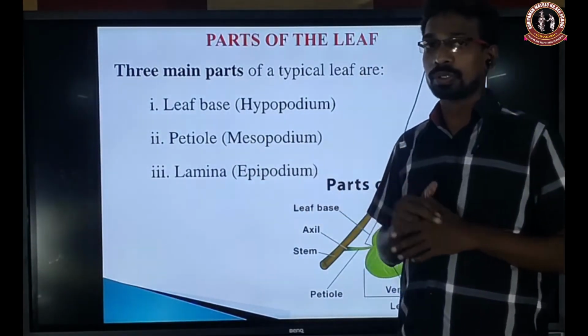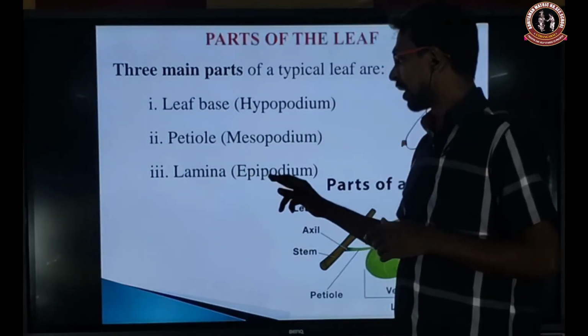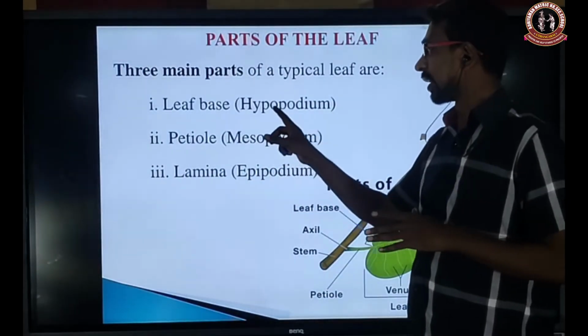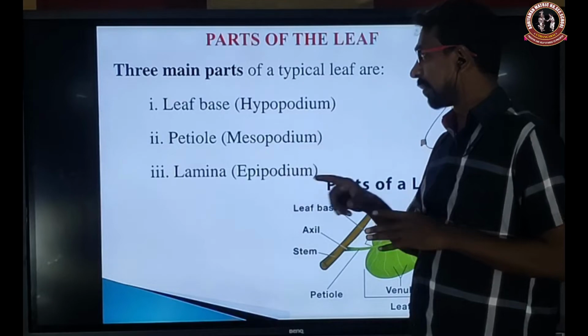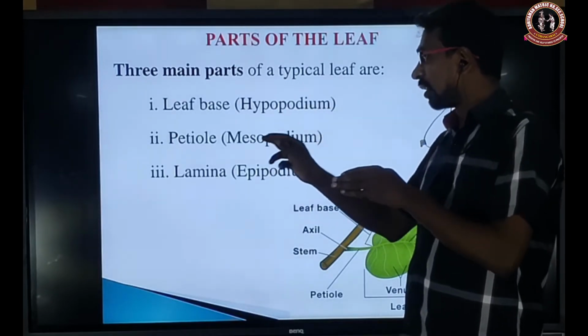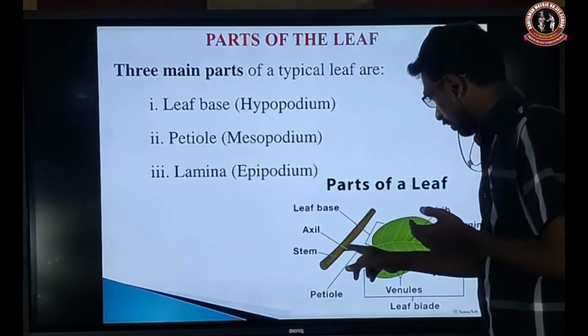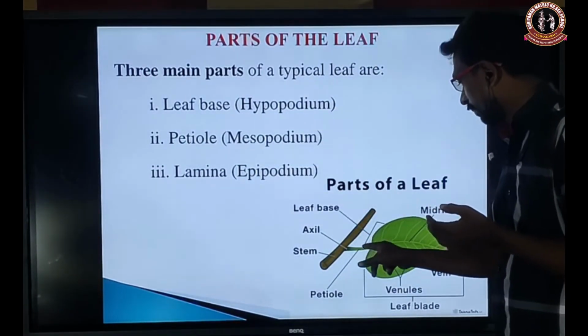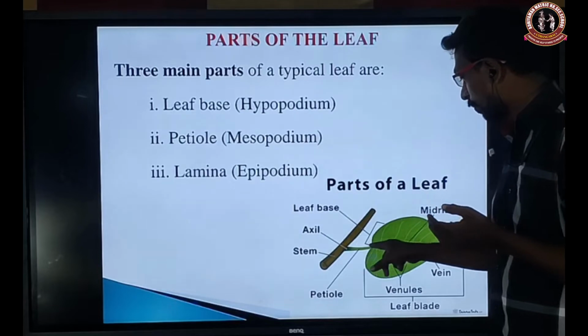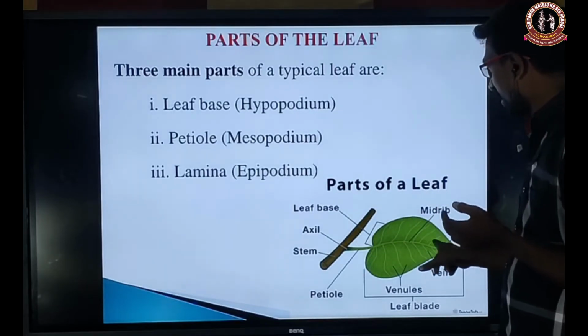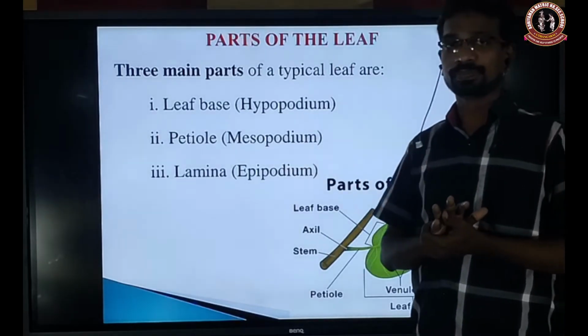Petiole, mesopodium. Lamina, epipodium. So these are the alternate names: hypopodium, mesopodium, epipodium. Hypo means basal, meso means middle, epi means top region. So the basal region is the hypopodium, the middle region, the petiole, is the mesopodium, and the tip region of the leaf is the epipodium.